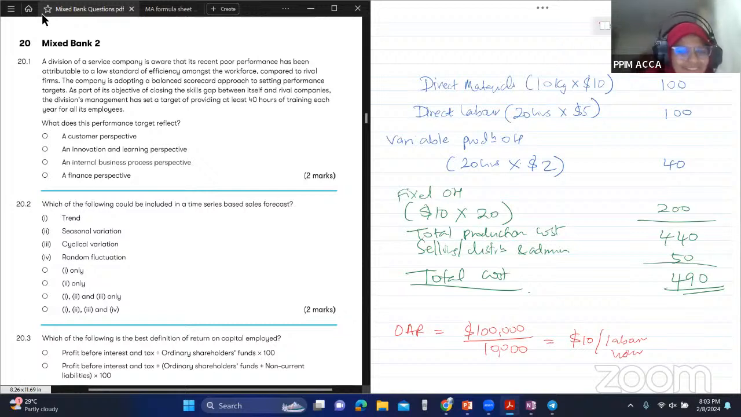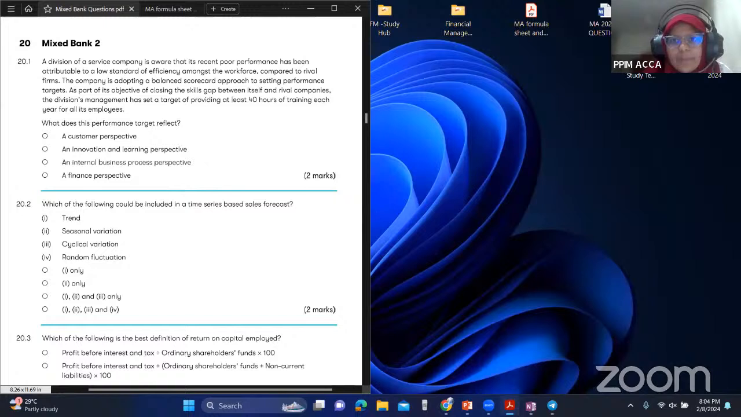So I'll explain what they're saying in simple English. A service company, maybe they're just delivering lectures, compared their workforce to their competitors and realized that the workforce is not efficient. So what did they do? They thought, okay, let's make them efficient, so let's train them. What is the training? 40 hours of training every year for all their employees. Now they're asking you, this training, which performance target will it reflect? I'll give you some time to think about that, and let me quickly explain the balanced scorecard to you.